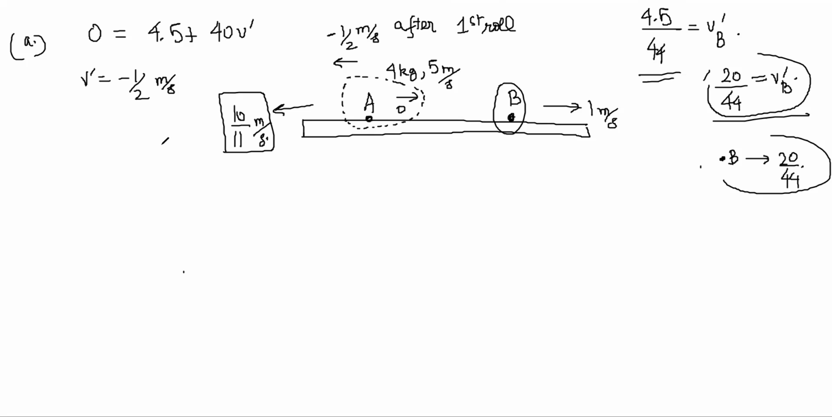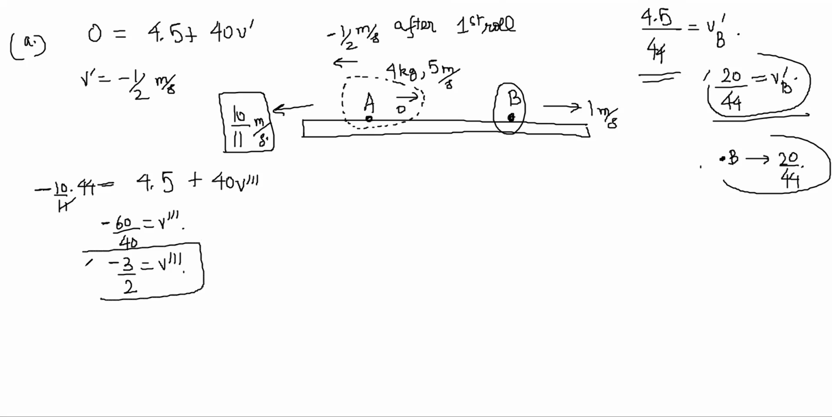So 10 by 11 into 44 negative should be equal to 4 into 5 plus 40 into V this, after he throws the ball. So this is minus 40 minus 20, minus 60 by 40 is equal to V this. So minus 3 by 2. This is the velocity of A after he throws the ball.